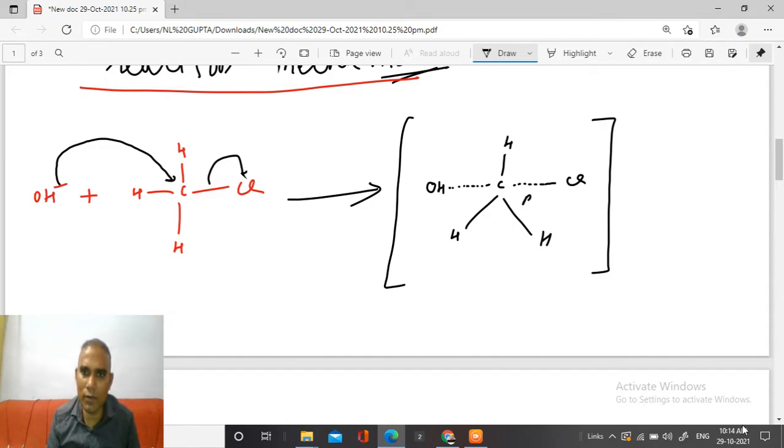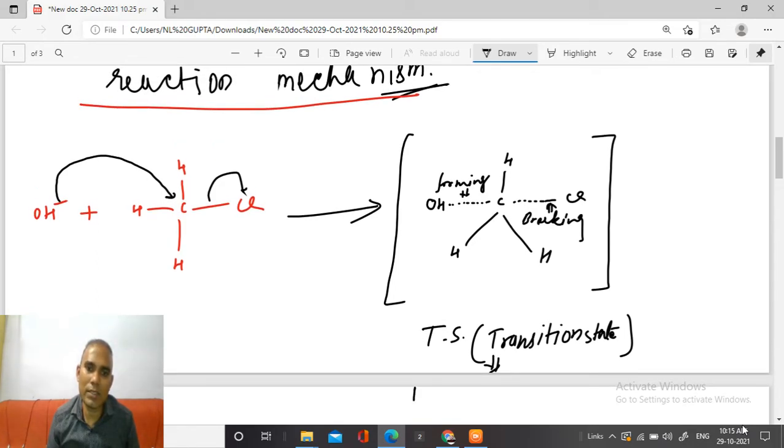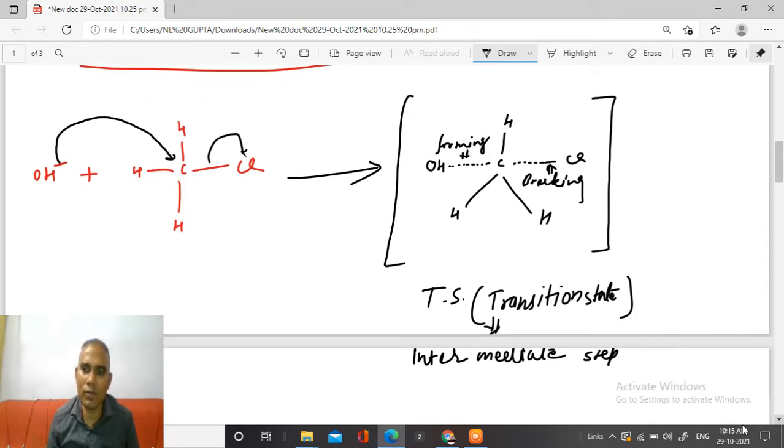This is the step where this bond started breaking, students, and this bond started forming. This is going to form, and this is going to break. This is what is known as TS. TS means transition state. There is one more name, students, that is known as intermediate state. Here I am writing intermediate state. You can write state or step, whatever you want.